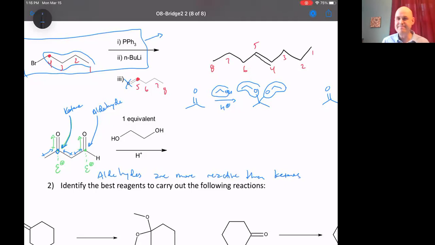And this will always be true because of what we just went through. These will always have fewer electron donating neighbors, and so therefore they're always going to be more electron deprived than a ketone. So they're always going to be more electrophilic, more reactive.